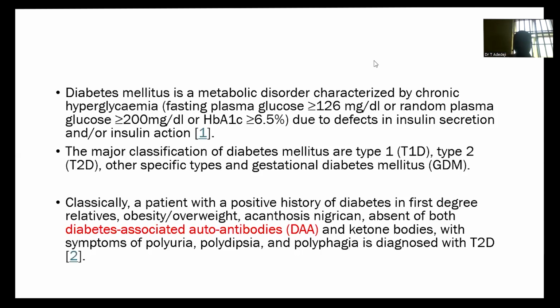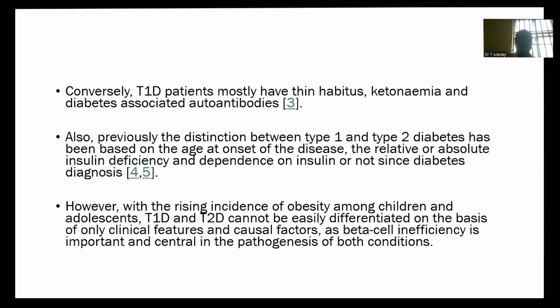Classically, a patient with a positive history of diabetes in a first-degree relative, obesity, weight loss, absence of diabetes-associated autoantibodies, that is anti-islet antibody and insulin autoantibody, and ketone bodies, with symptoms of polyuria, polydipsia, and polyphagia, has been diagnosed as type 2 diabetes. However, type 1 patients mostly have a lean habitus, ketonemia, and diabetic ketoacidosis, with associated autoantibodies.